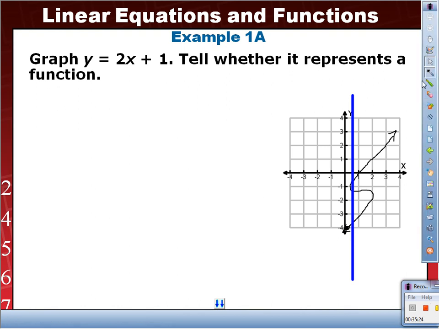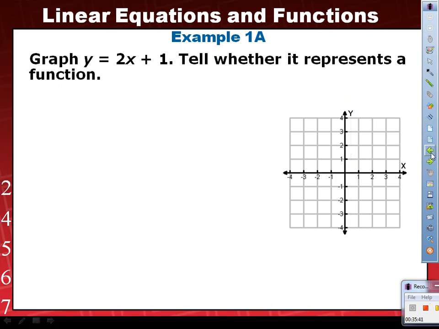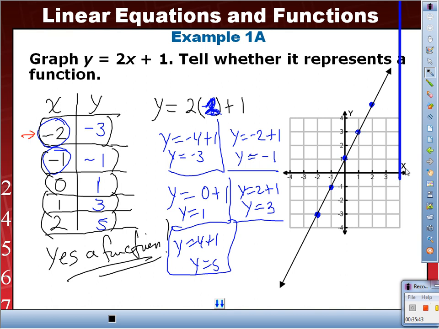So yes, this one is not a function because my vertical line test touches here, and here. So this one has 3 different y values for 1 x value. Does that make sense? All right, so with that said, do we know our 2 different ways of checking to see if it's a function? Yes, using the ordered pairs check or our vertical line check.